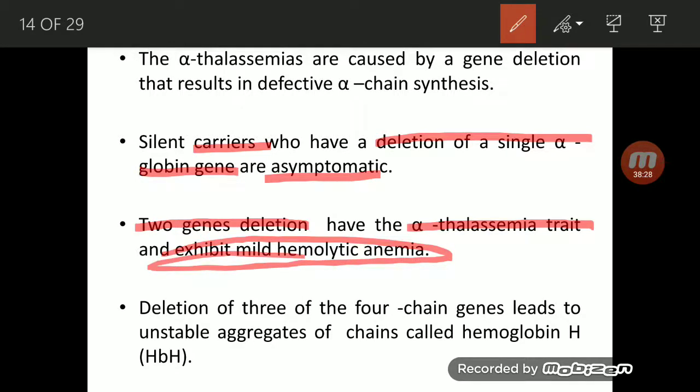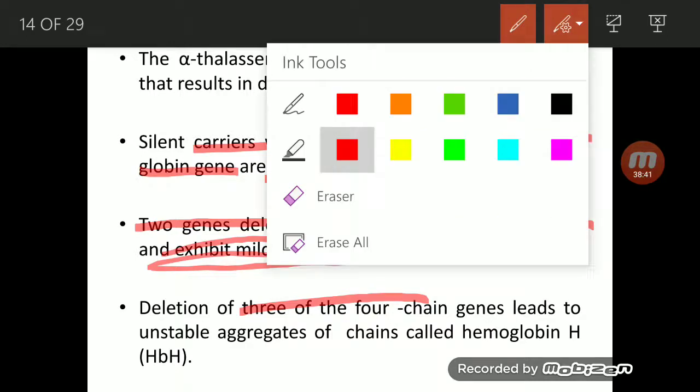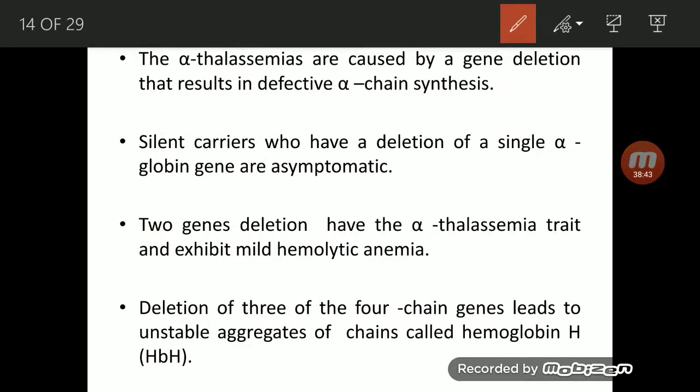Whereas deletion of 3 or 4 chain genes will lead to a severe form of your alpha thalassemia. Okay, you get a severe form and then it is clearly seen as well. This normally leads to your unstable aggregate of chains of hemoglobin called HbH. And alpha thalassemia is more common in your Asians.